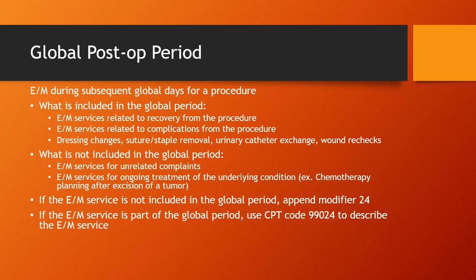If the evaluation and management service is part of the global period, so one of those top three things, then I use CPT code 99024 to describe the E&M service. I should not have a dollar amount assigned to that CPT code. It should be $0 because it's included and it's not separately paid.